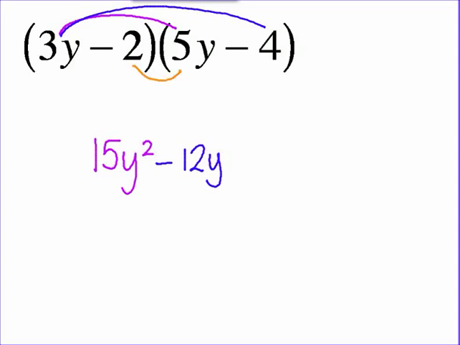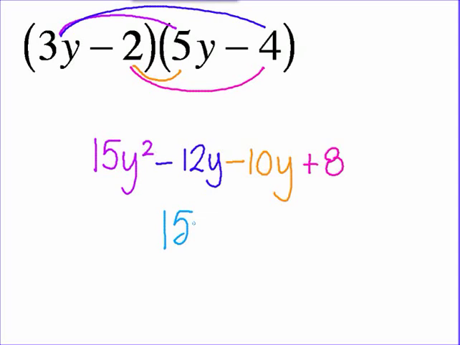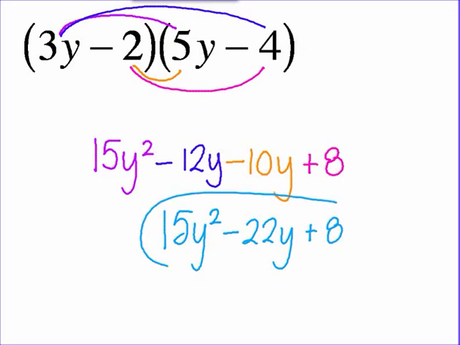Inside terms, what do I get? Negative 10y. And then my last terms, what do I get? 8. Very good. Finally, simplify. What do you get? Negative 15y squared minus 22y plus 8. Very good. Questions?